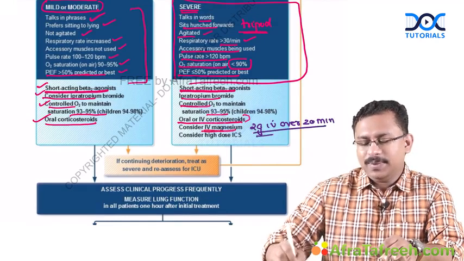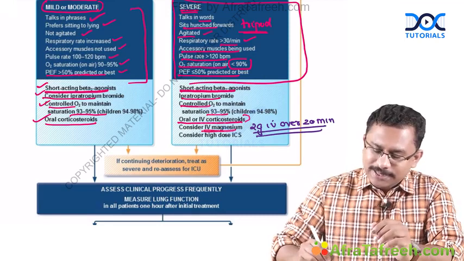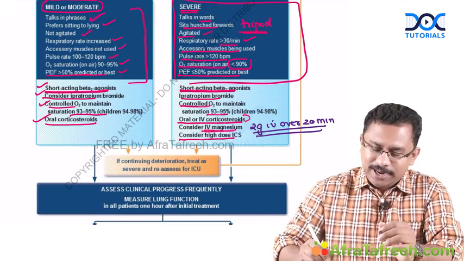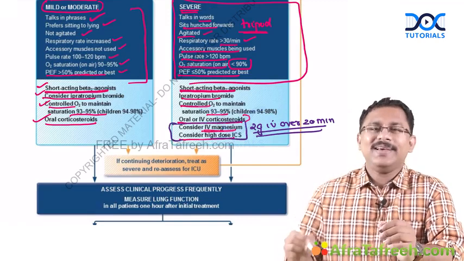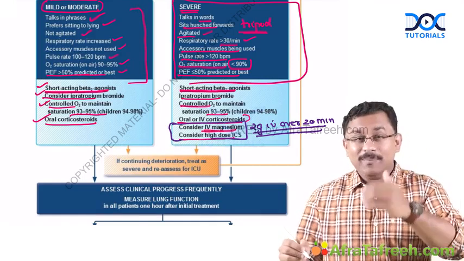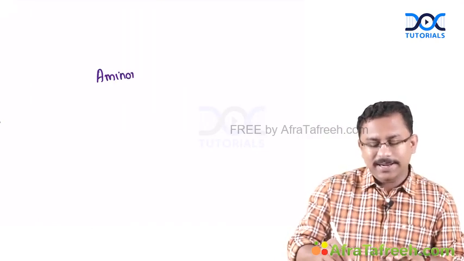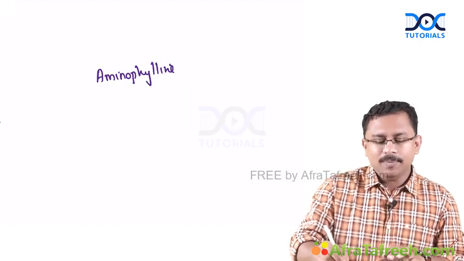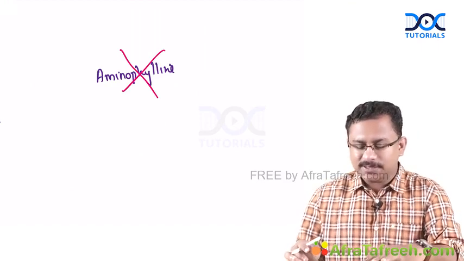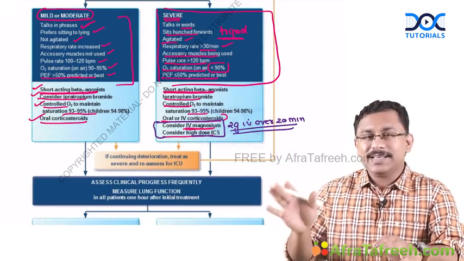So IV magnesium 2 gram intravenously you can give over 20 minutes. And also you can consider high dose inhaled corticosteroids. So two additions compared to the other category are the magnesium and the high dose inhaled corticosteroids. Now remember aminophylline: if you look at the previous treatment guidelines, you will find that there is a role for aminophylline, but currently they have taken it out because of the risks and the adverse effects associated. So you are not going to see any aminophylline here. So that is how you are going to manage the severe category.